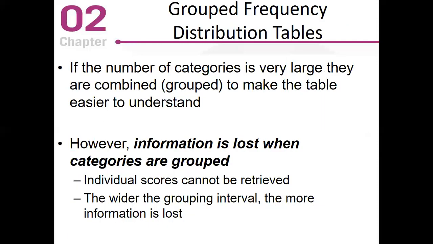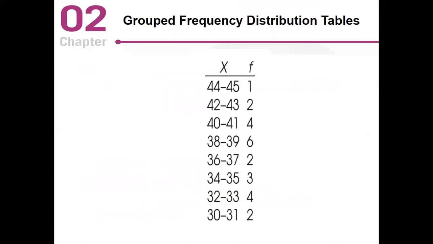Now, sometimes we have a lot of data and we have to group our categories. If the number of categories is very large, we'll group them to make the table easier to understand. However, the simplicity and conciseness of the table comes at the expense of information. So let's just look at an example of this. This is a grouped frequency table.